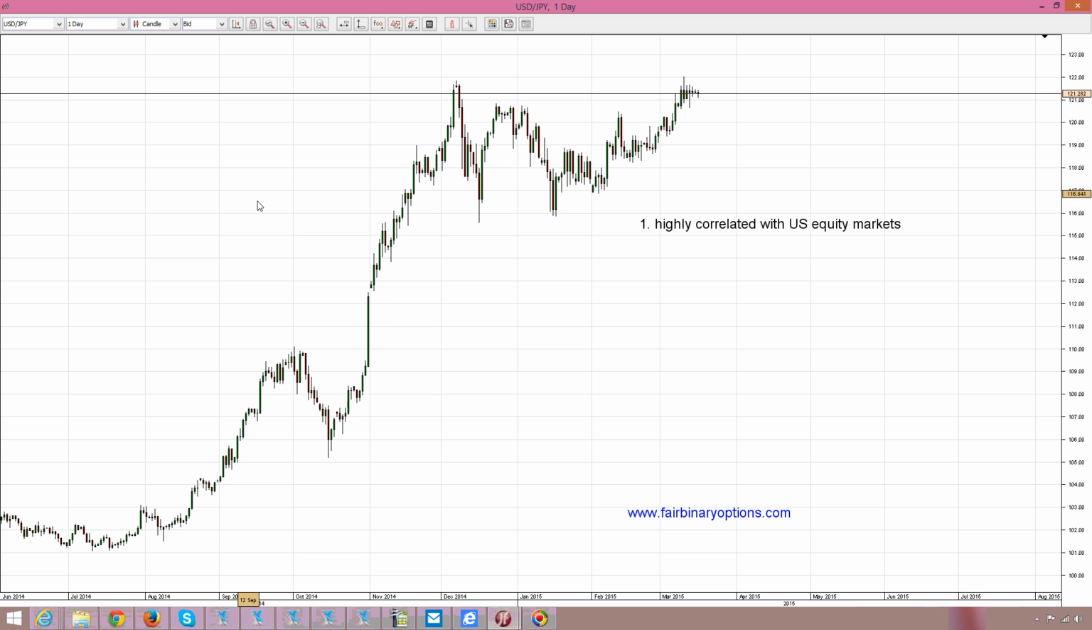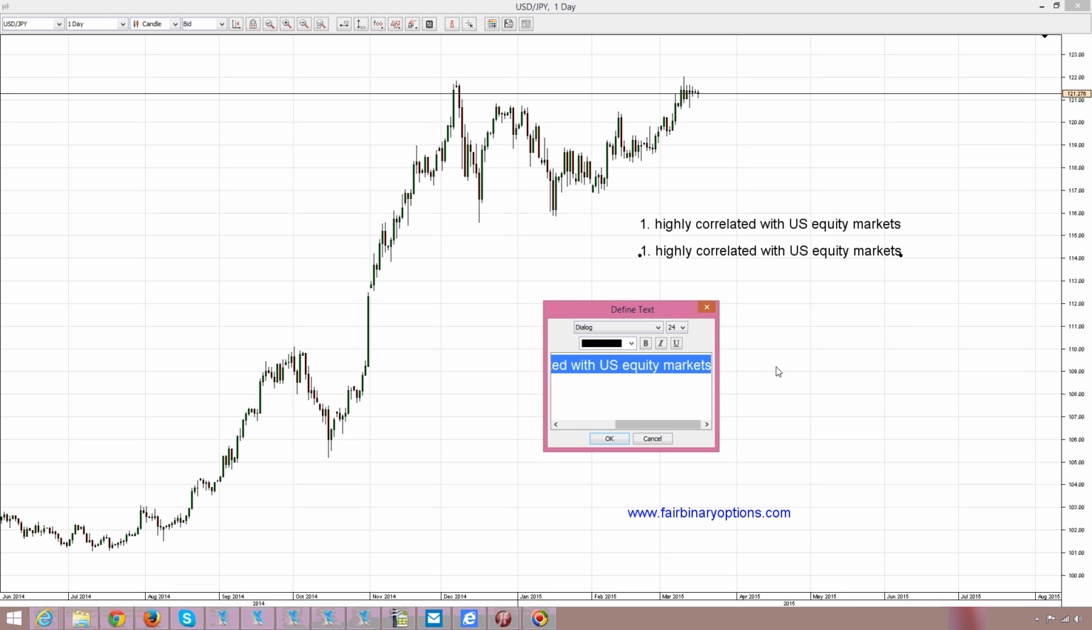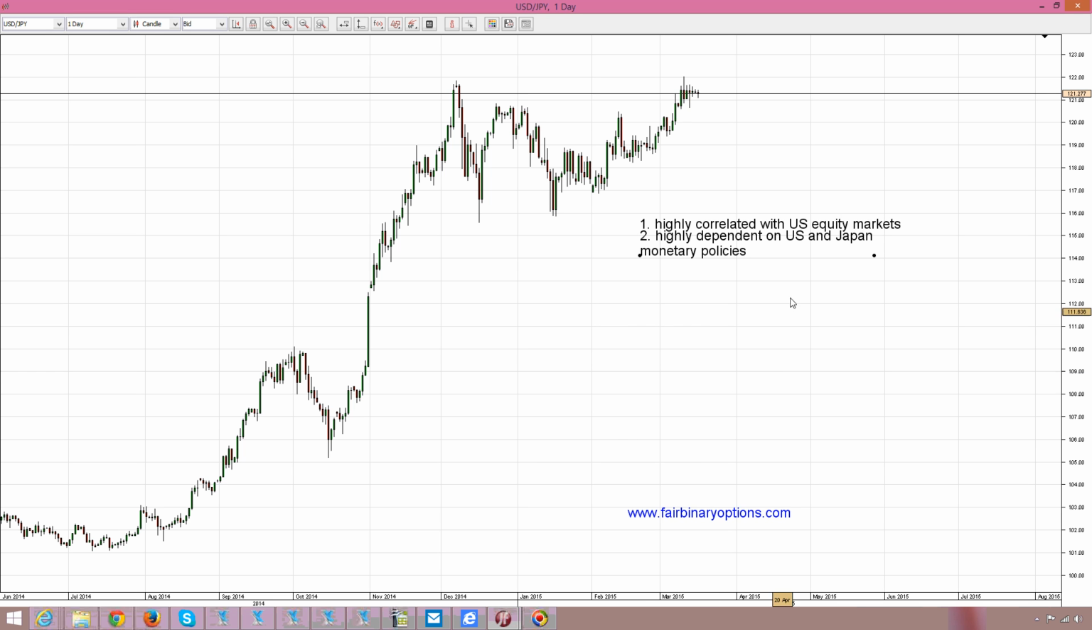What matters the most, besides being highly correlated with the equity market, is that it is highly dependent on US and Japan monetary policy. The two central banks are now on different paths, in the sense that in Japan we are looking for continuing easing, while in the US the Federal Reserve is preparing to hike the rates.